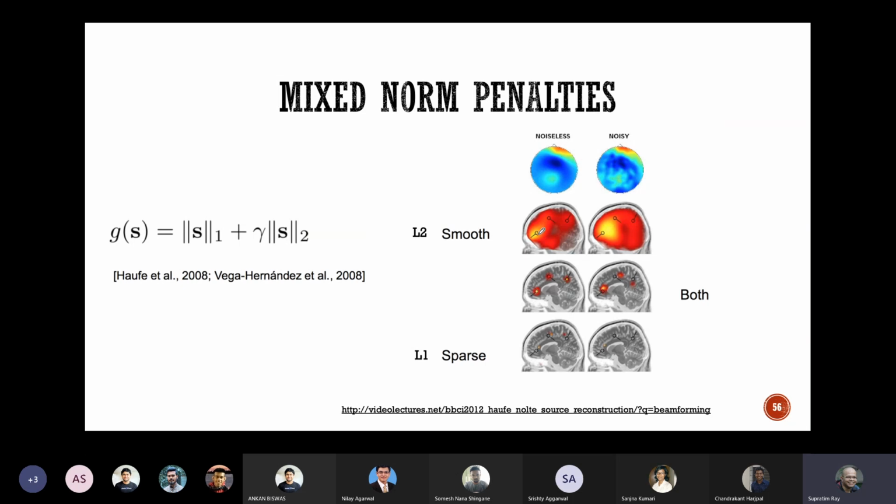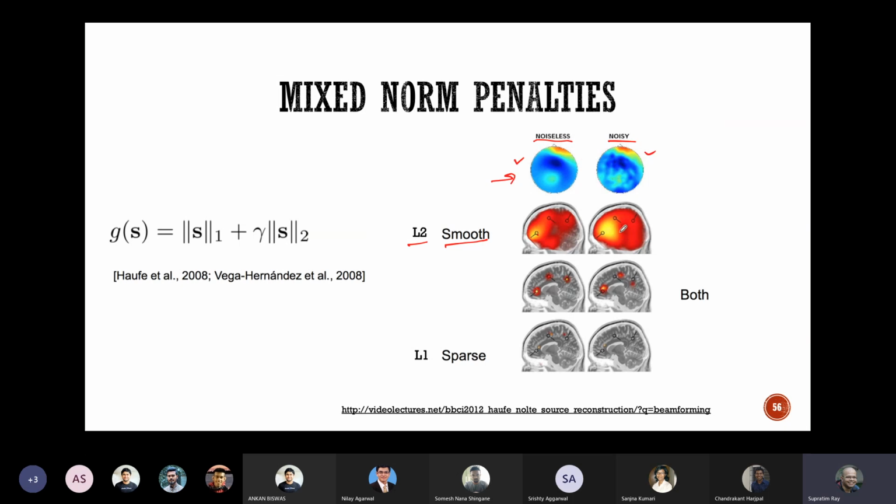So just to give an example, these are your actual dipoles. This is all simulation. So there are 3 dipoles. From these 3 dipoles, if you solve the forward model, you get a voltage distribution that looks like this in the noiseless case and this in the noisy case. And then you say, okay, from this data, let me recover my dipoles. Now, if you use an MNE, or a minimum norm solution, it gives a smooth solution which looks like this. See, it's all over the place. It's not localized to just 3 locations.